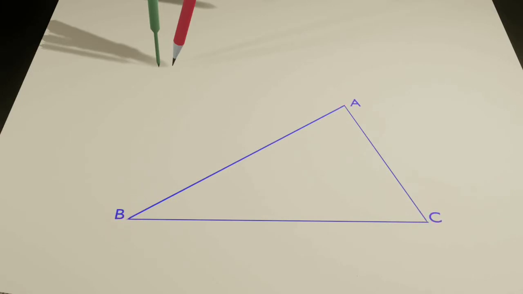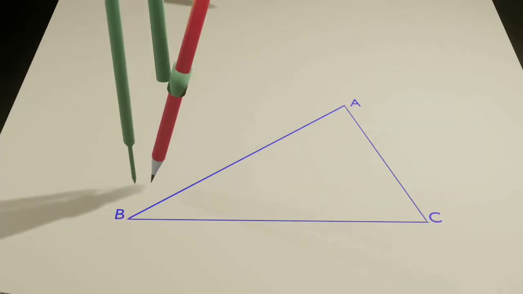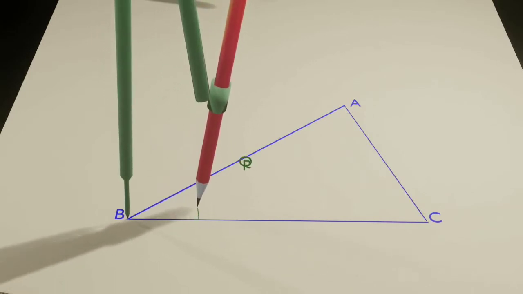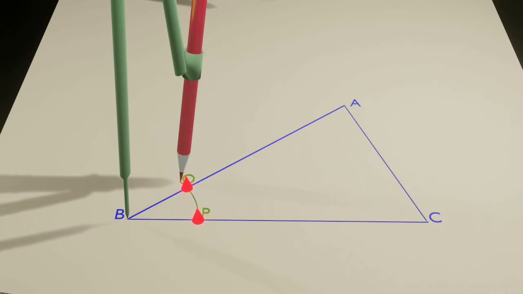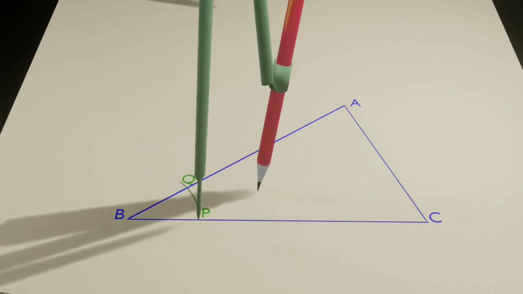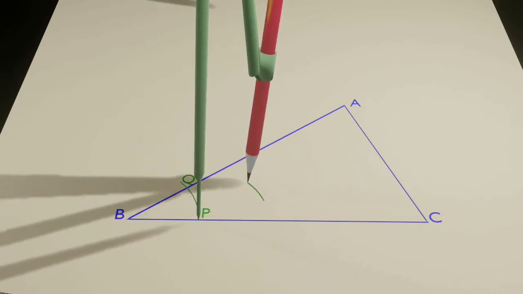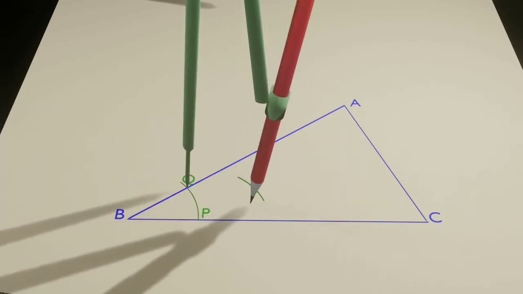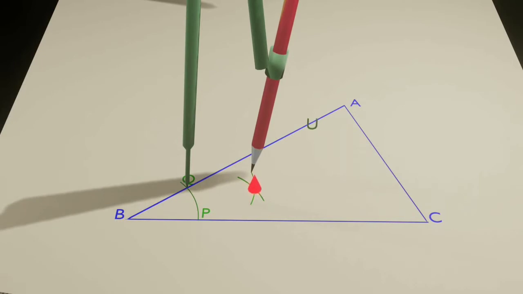Now place the spike of the compass at point B and draw an arc between the arms BA and BC. Two intersection points are P and Q. Then place the spike on point P and draw an arc to the opposite side of the point B. A similar arc should also be drawn making point Q as center. Let these two arcs intersect each other at point U.